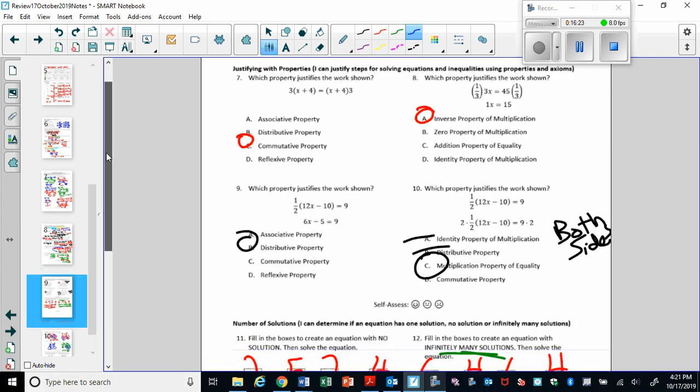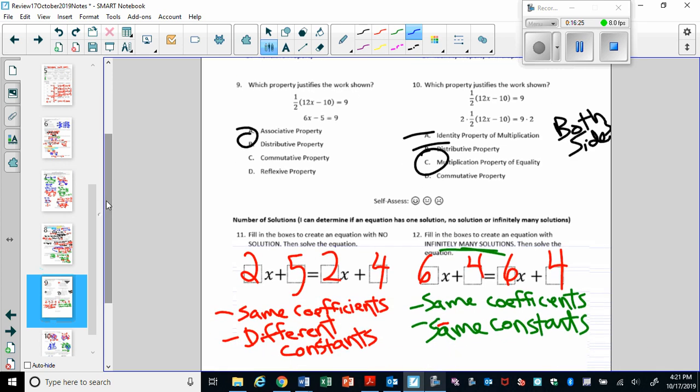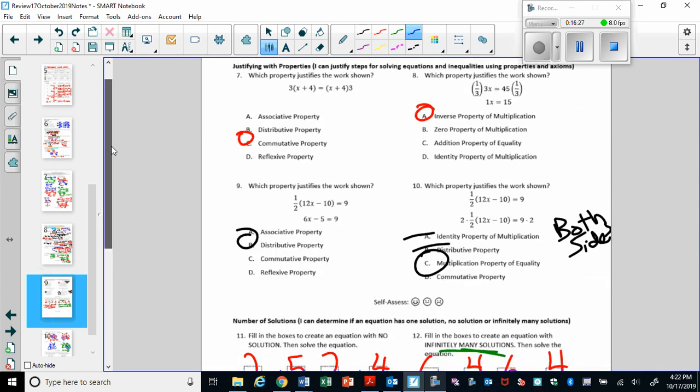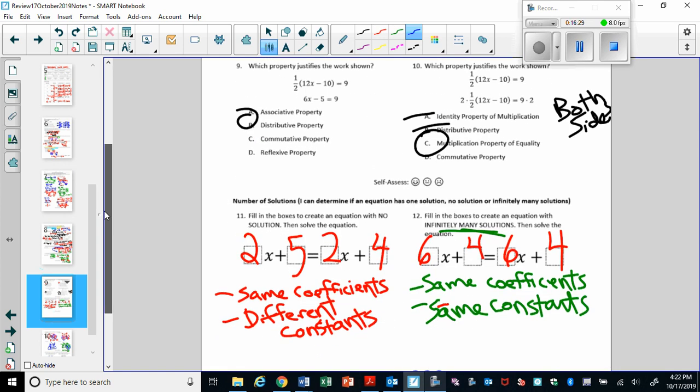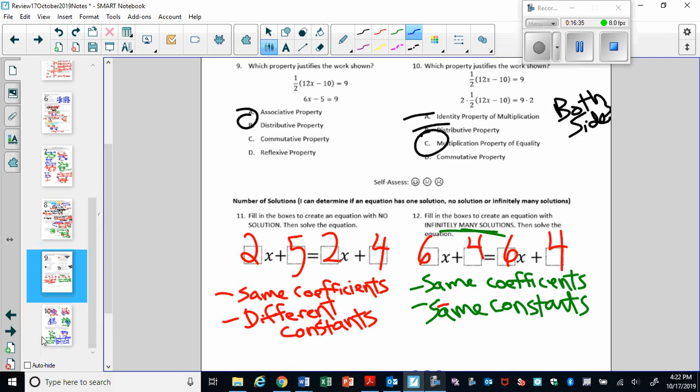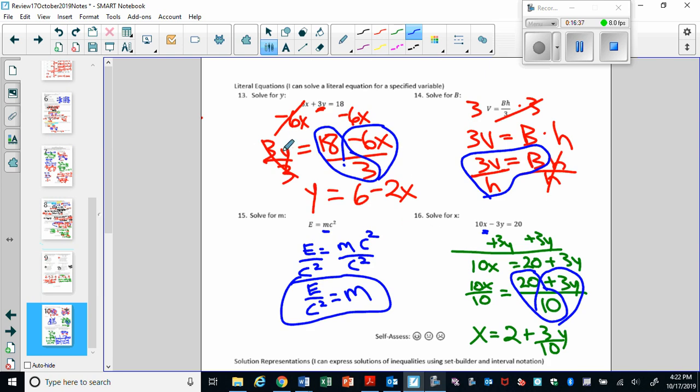We did page 3 of the study guide. We did all of these already, so I'm not going to review those. We did them in class. And then 13 and 14 we did in class. 15, just divide both sides by c squared.